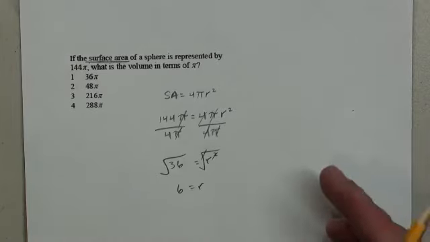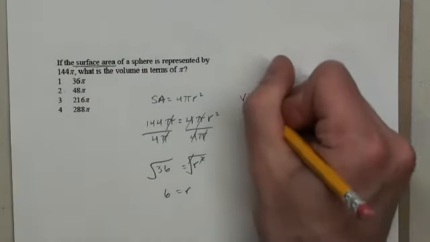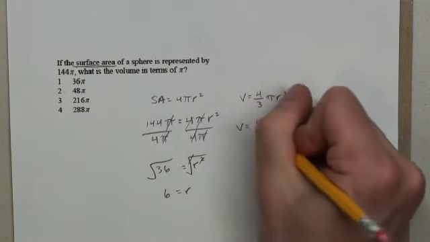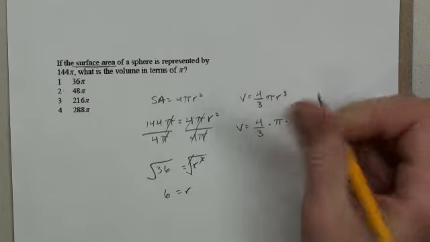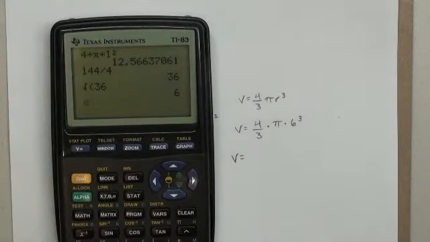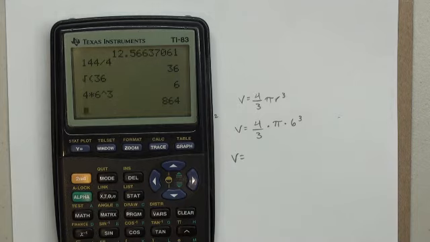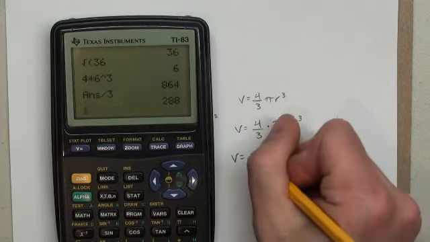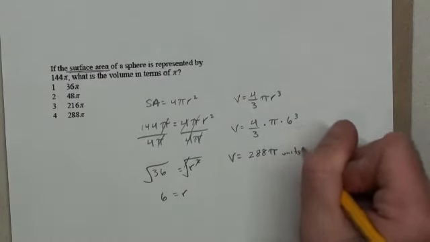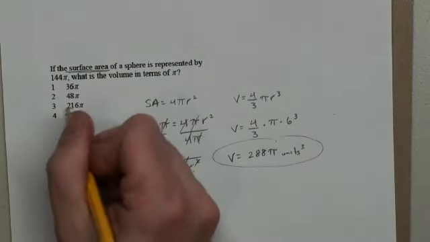Okay? So we found the radius, but it wants the volume. So now we're going to use that radius to find the volume in terms of pi. So V equals 4/3 times pi times 6 cubed. So V equals 4 times 6 cubed is 864. Hopefully that divides by 3. It does. So we have 288 pi, and that would be units cubed. That's choice 4.